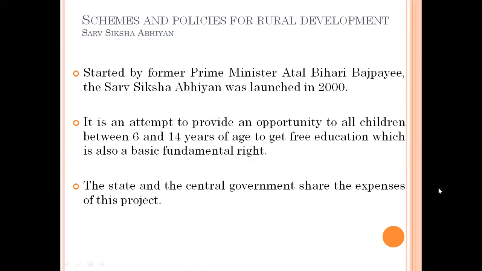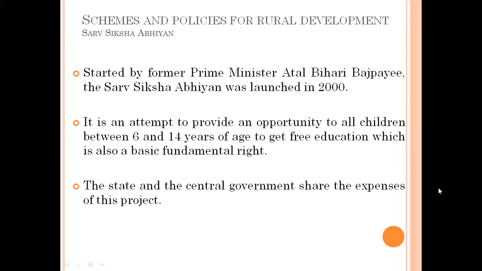Next, we have the very famous Sarva Shiksha Abhiyan. You might be aware of this scheme. Sarva Shiksha Abhiyan is an Indian government program aimed at the universalization of primary education in a time-bound manner. This scheme was introduced in the year 2001, and under this scheme an amendment to the Constitution of India was made, with a provision of free and compulsory education to children between the ages of 6 to 14, and they gave it the name fundamental right to education.